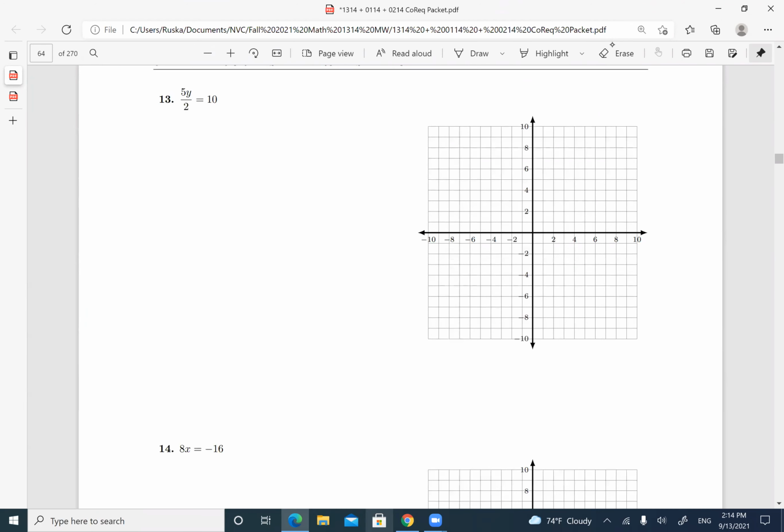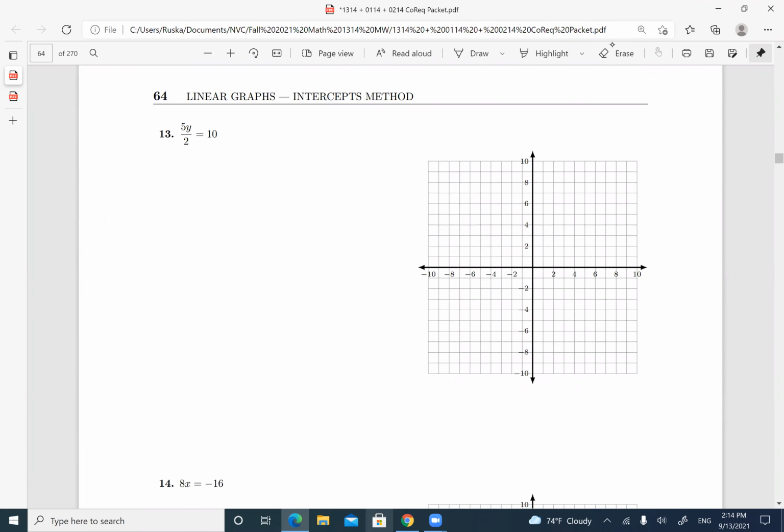Let's do 13. So 13 is the one where you don't have x, you have only y. So let's graph this equation. So first, let's find the x-intercept and the y-intercept. So for x-intercept, we know y is going to be 0, right? So I can multiply also by 2 to get rid of the fractions if you don't like fractions. So multiply by 2 both sides. So my equation is technically 5y equals 20. So this is what I'm going to use, right?